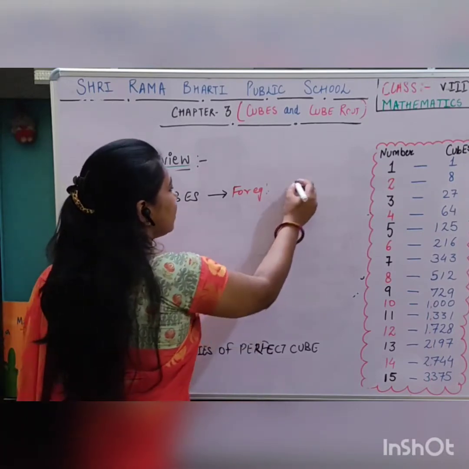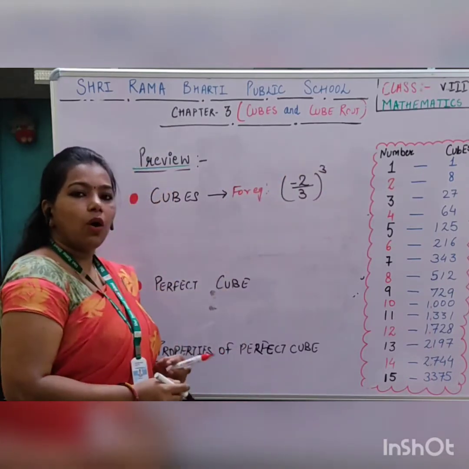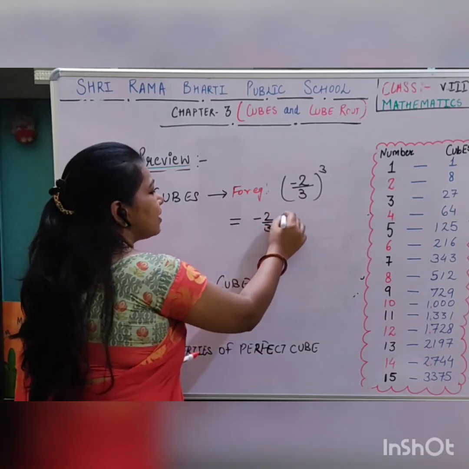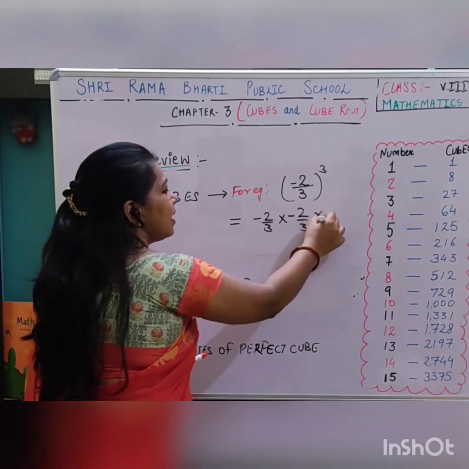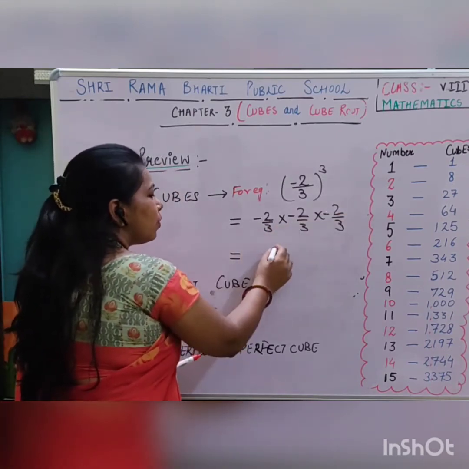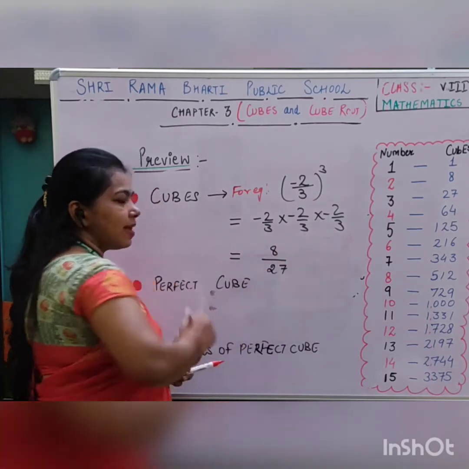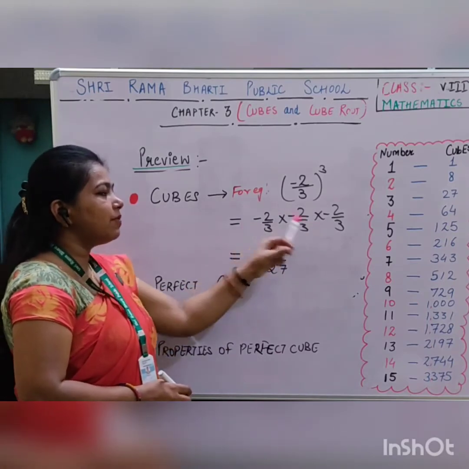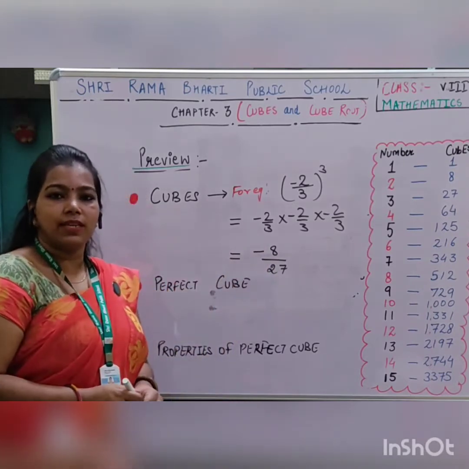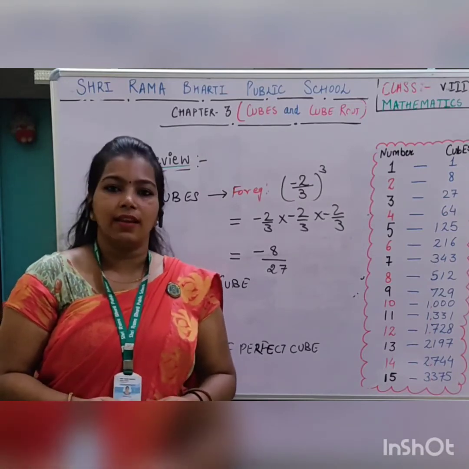If I take the number minus 2 upon 3 whole raised to the power 3, or minus 2 by 3 cube, we can say minus 2 by 3 multiply minus 2 by 3 multiply minus 2 by 3. So 2 into 2 into 2 will give us 8. 3 into 3 into 3 will give us 27. And again, how many times do we have the minus sign here? 3 times. So the answer would be minus 8 by 27. So this is the way we can find out the cube of any number.